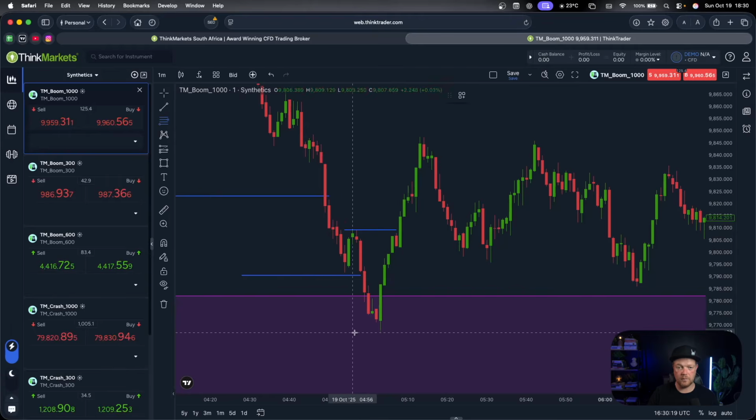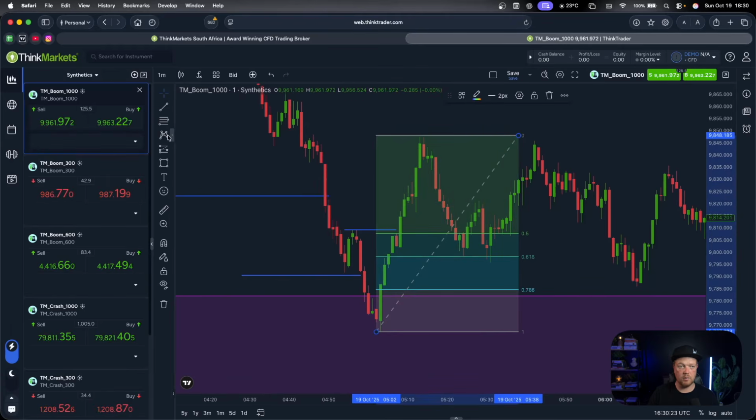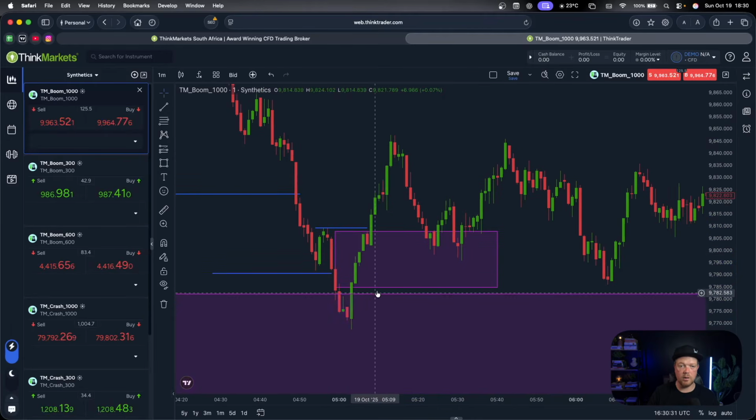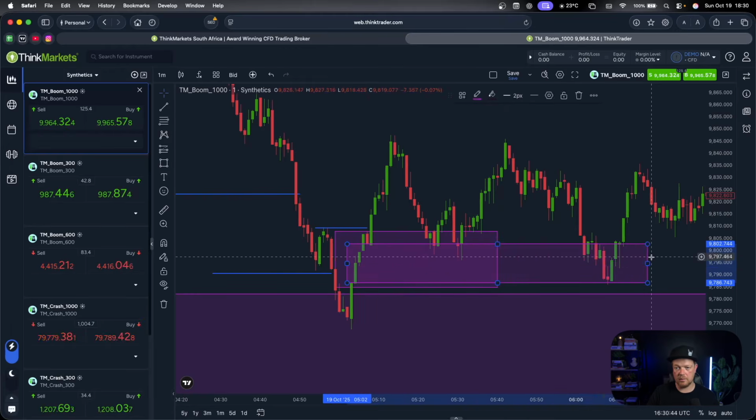You can draw your fib from this low to this high. We want to mark out this zone right over here, okay? Let's delete it. What do we have inside of the zone? We have a bunch of fair value gaps. So I'm just going to mark out that whole zone, fair value gap, and extend it, okay?